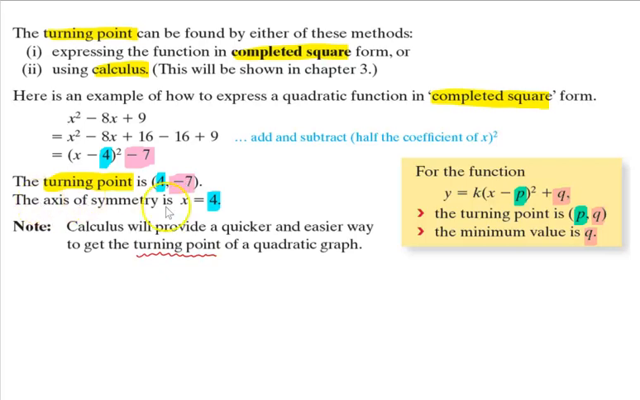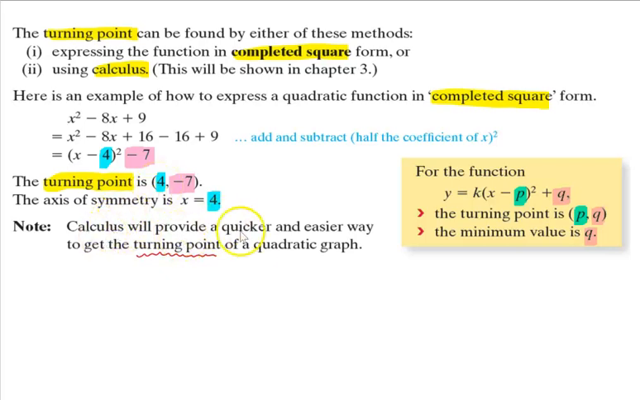And the axis of symmetry is x is equal to 4. So that's our mirror line, our axis of symmetry, x is equal to 4. And that makes sense because if our minimum point is (4, minus 7), 4 on the x-axis must be where our line of symmetry or our axis of symmetry goes through, because that's the middle point of our graph.